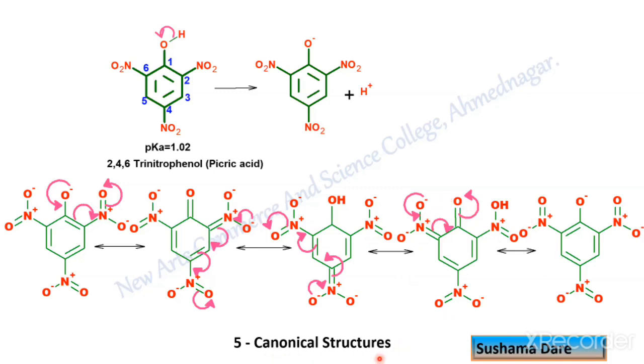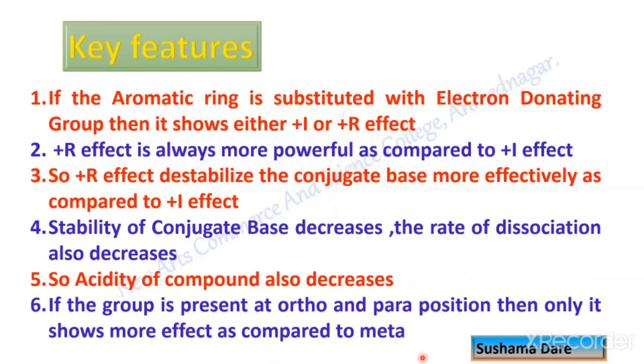So there are 5 canonical structures. As the number of canonical structures increases, the effect of the resonance is more powerful. Therefore, picric acid is a strong acid as compared to 2,4-dinitrophenol.